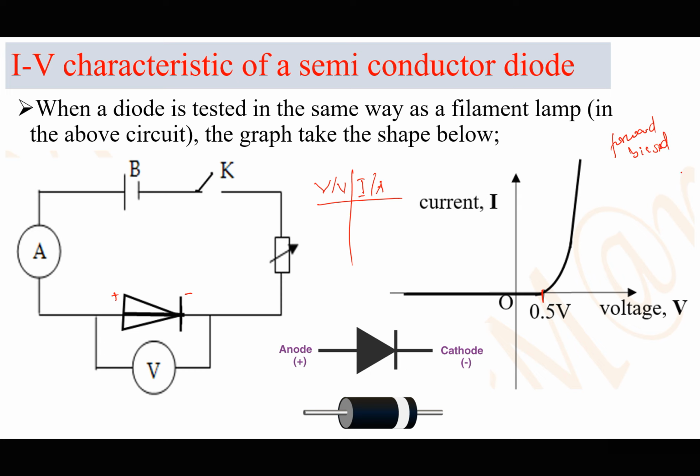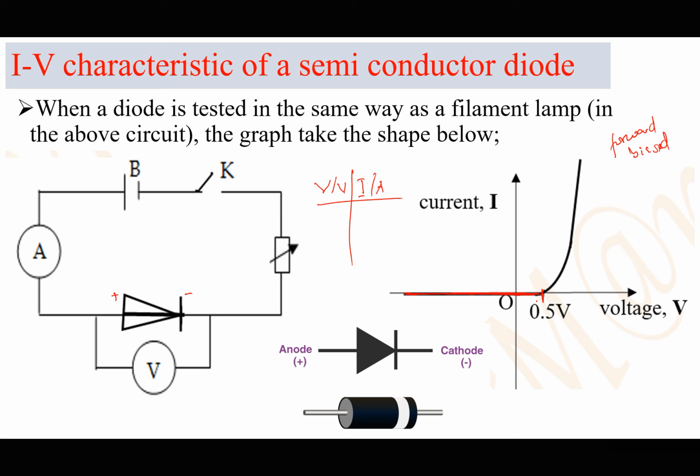If the current was flowing in the opposite direction, the diode does not conduct. That's why on the negative part, we have a horizontal line. It wasn't the case with the filament lamp or the metal wire. So for a diode, on the negative part, because it conducts current in one particular direction, if current is flowing in the opposite direction, it doesn't conduct. That's why the negative part is along the x-axis. Then it starts conducting after a few volts, around 0.5 volts, then the diode conducts.